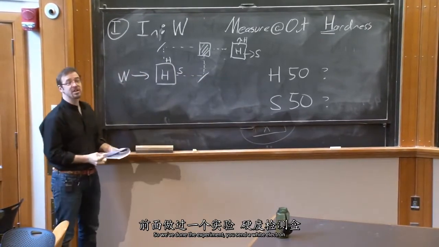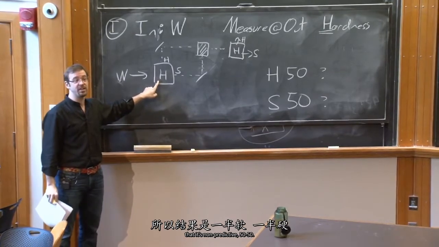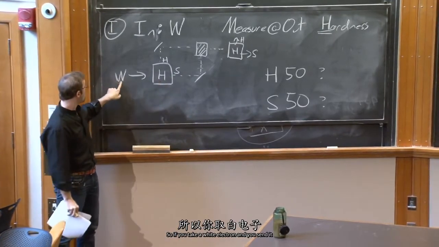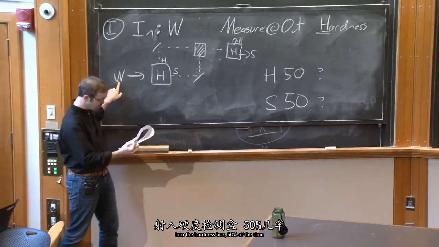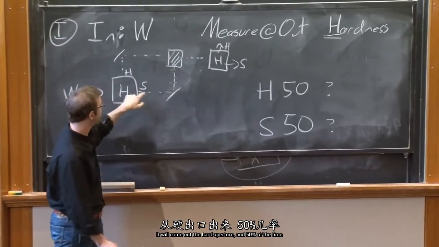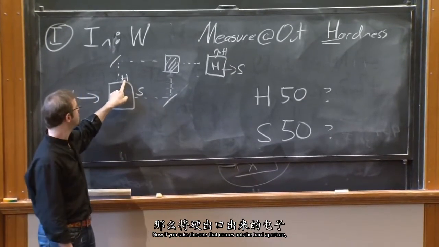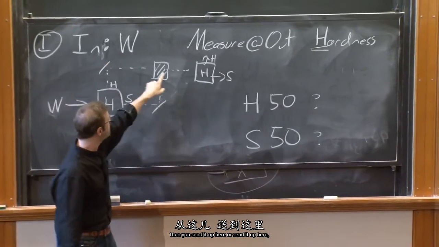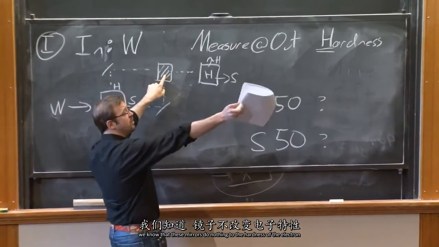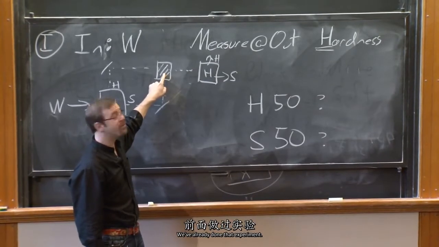So we've done the experiment. You send a white electron into a hardness box, and we know that it's non-predictive, 50-50. So 50% of the time it will come out the hard aperture, and 50% of the time it will come out the soft aperture. Now, if you take the one that comes out the hard aperture, then you send it up here, up here. We know that these mirrors do nothing to the hardness of the electron, except change the direction of motion. We've already done that experiment.